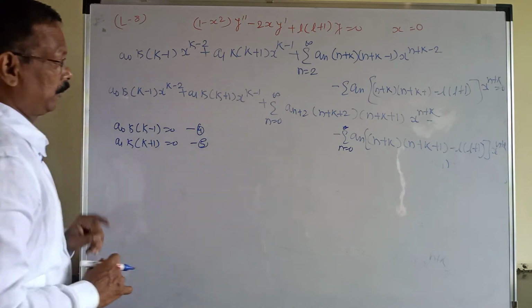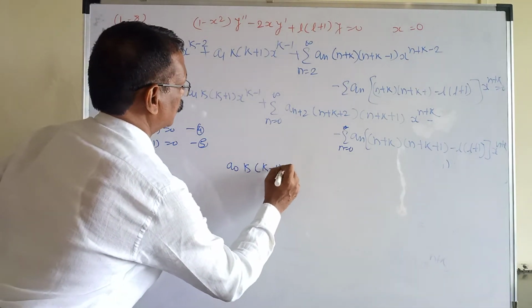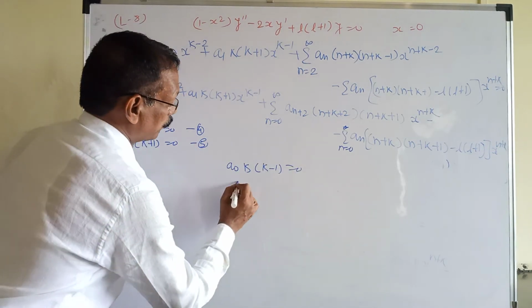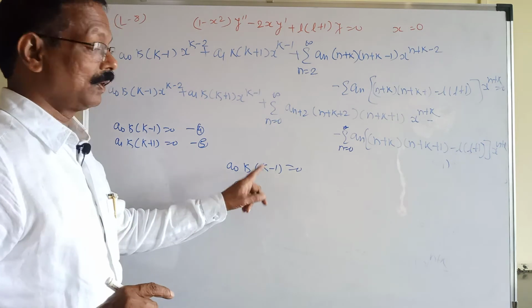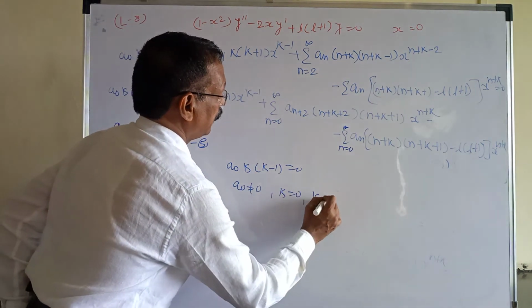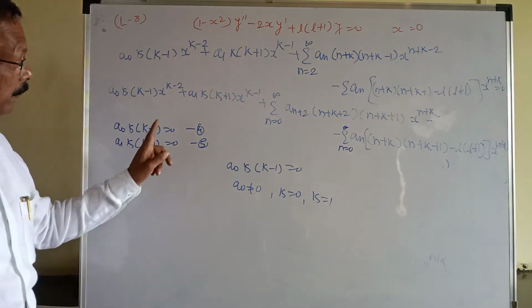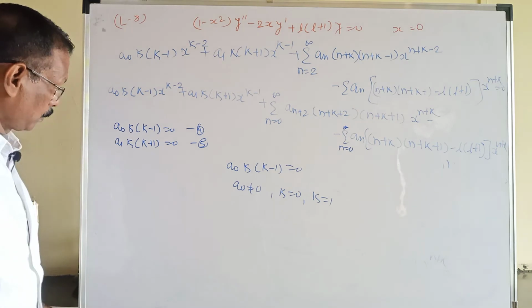Now first take equation 4: a0 into (k minus 1) is equal to 0. We know that a0 is not equal to 0. So from this equation we get either k is equal to 0 or k is equal to 1. So from equation 4 we get the condition that k is equal to 0 or k is equal to 1.